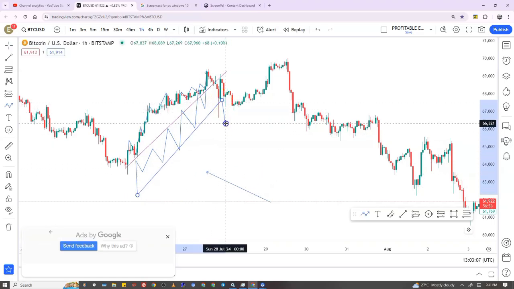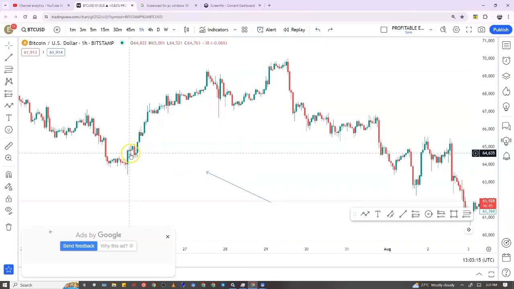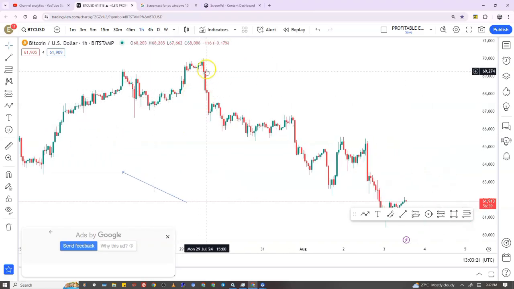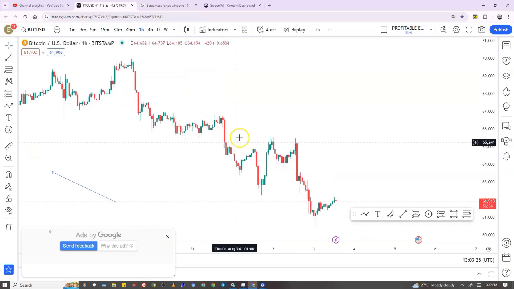Another way to identify an uptrend is seeing many more green candles than red candles. You can see so many green candles are present here, so this tells you this market is on an uptrend. Likewise, when you're tracing a downtrend, you can see so many red candles.